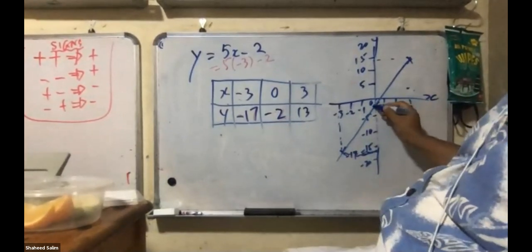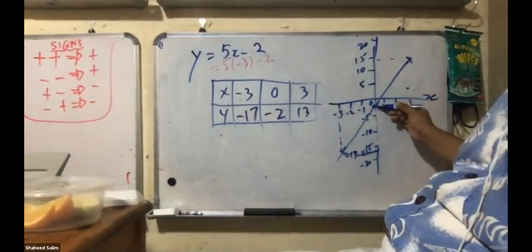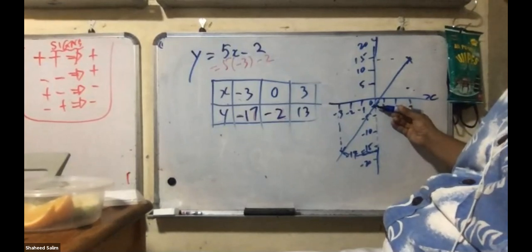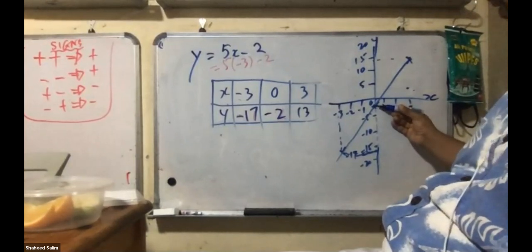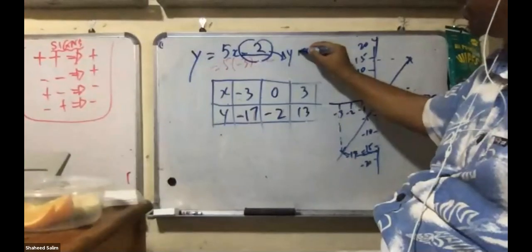Now we ask Inshira, what is the point down here where it cuts the y-axis, this one? What number is this? Roughly minus 2. Minus 2 down here, can you see? So this is called what? This is called the y-intercept.